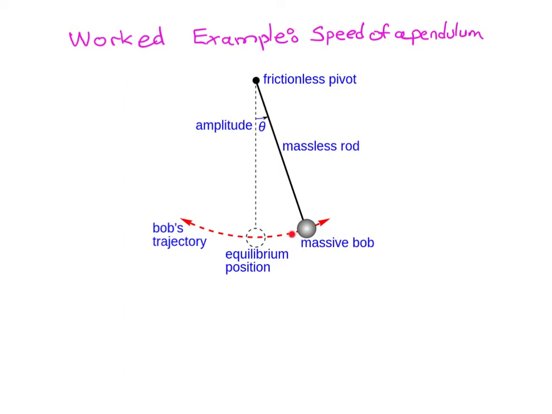And you can probably guess that it's going to be moving fastest when it goes through the equilibrium position. But how fast? Can we calculate how fast? Well, it turns out that this is a great example of where the work kinetic energy theorem makes answering this question very simple. So let's dig in.